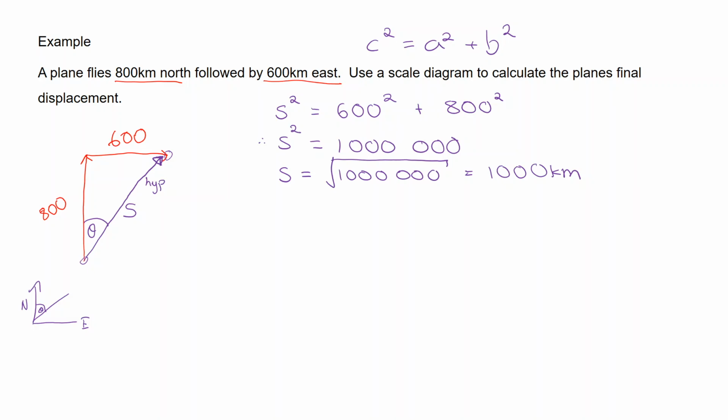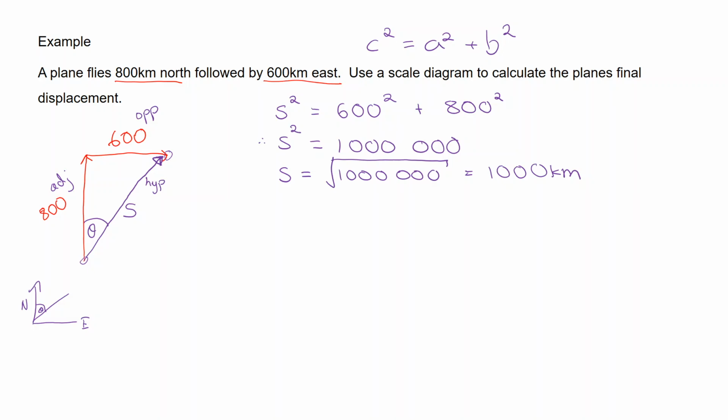So opposite is opposite our angle. We can see our angle is here, and opposite that is the 600. Adjacent means next to. So next to our angle is the 800. That's adjacent to our angle, but not the hypotenuse. It's the short side adjacent to your angle.